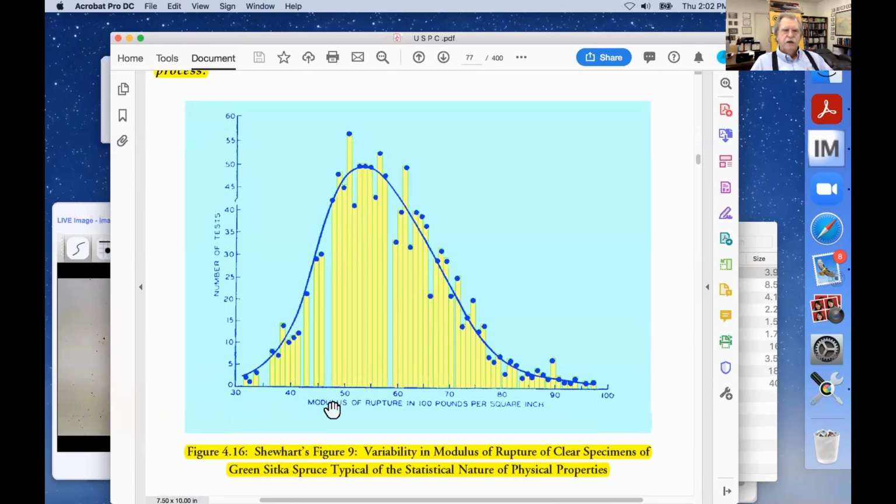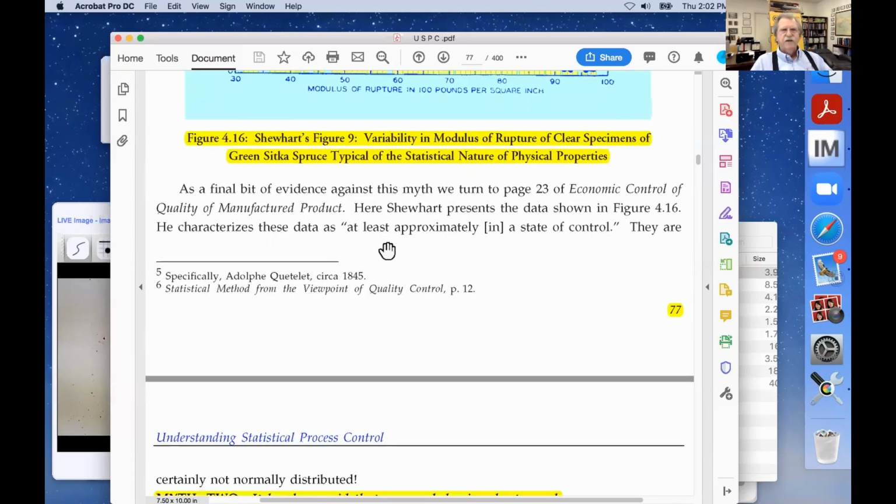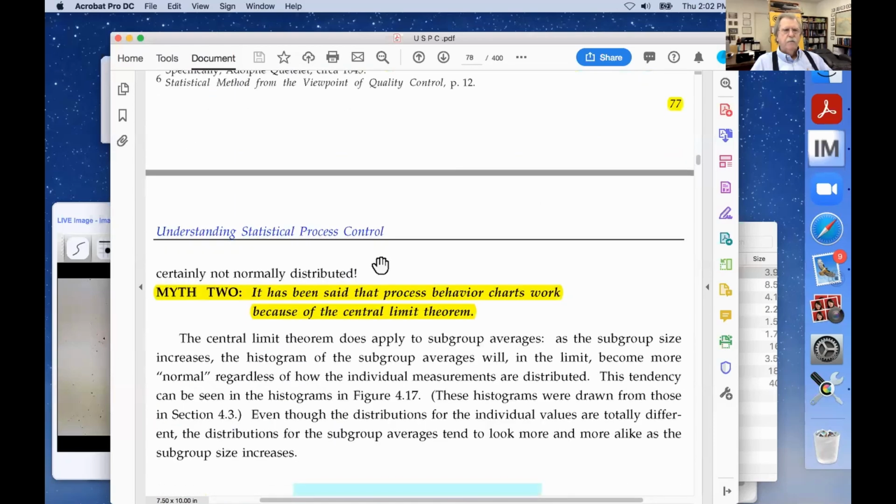The picture on the next page comes right out of Shewhart's first book. It is not a bell-shaped curve. It's skewed. And yet it's at least reasonably predictable, Shewhart says. Reasonably in control.